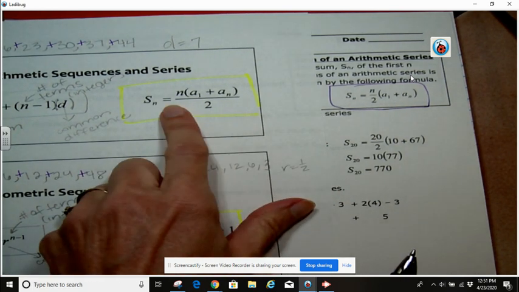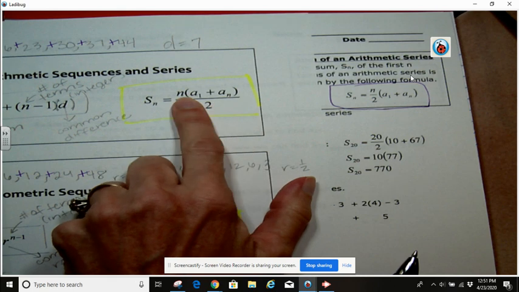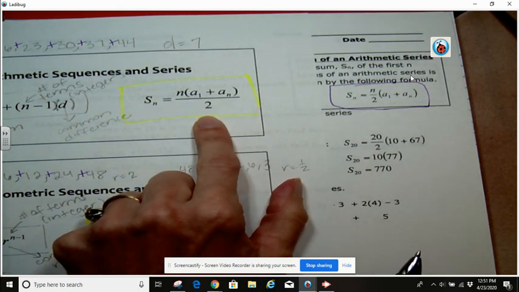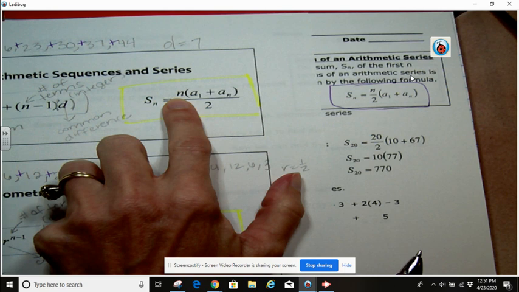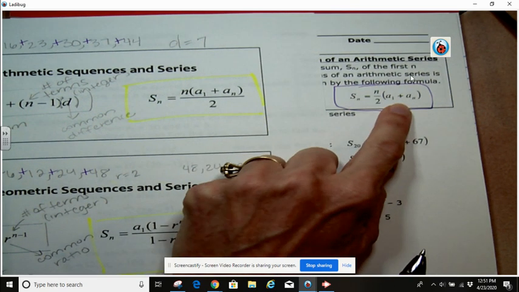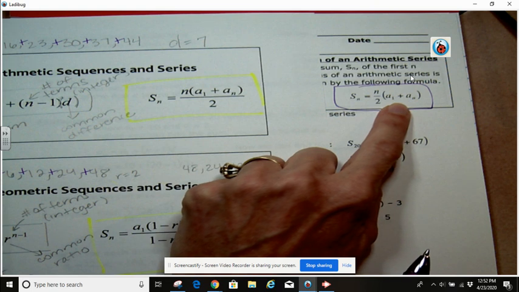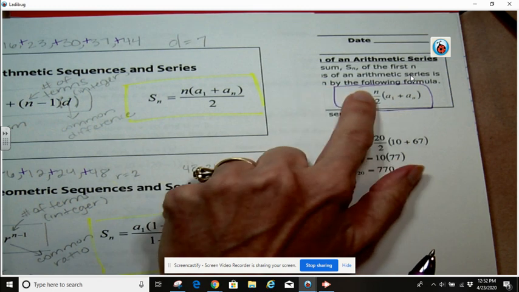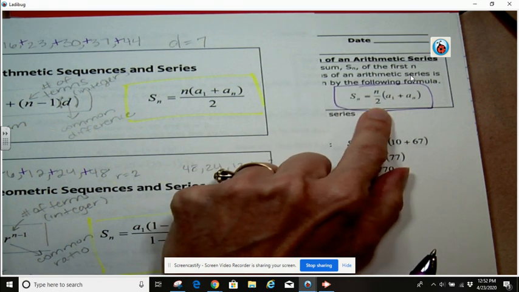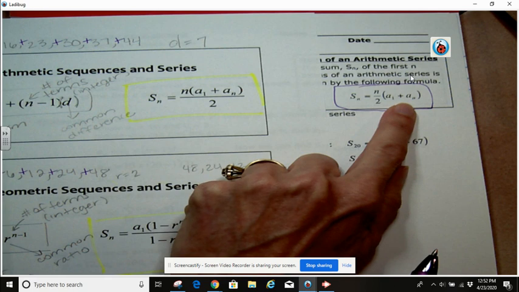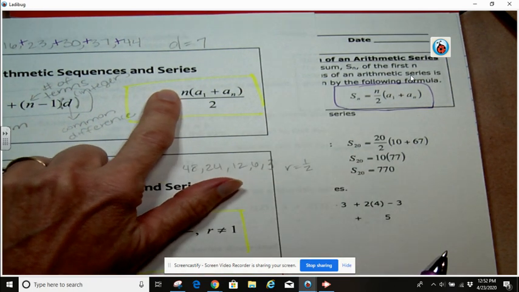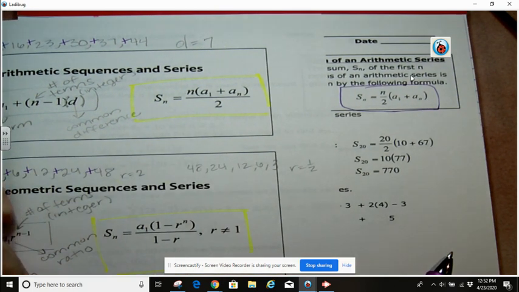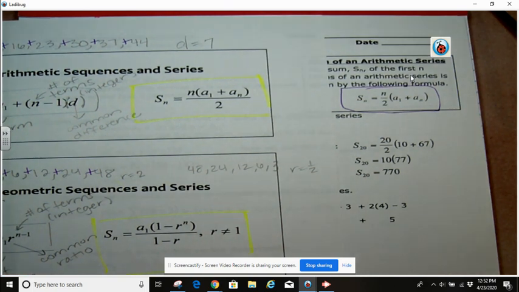It doesn't matter if I multiply the quantity by n and then divide it all by 2, or if I have n divided by 2 and then multiply by the quantity. Okay, it's just a choice of the order in which you do that. So usually I'll pick and choose. If my n is even, then I'll divide it by 2 and then multiply by the sum. Whereas if n is odd, then I multiply by the sum and then divide by 2. So they're interchangeable. They are the same formula. They're just written in a different way.